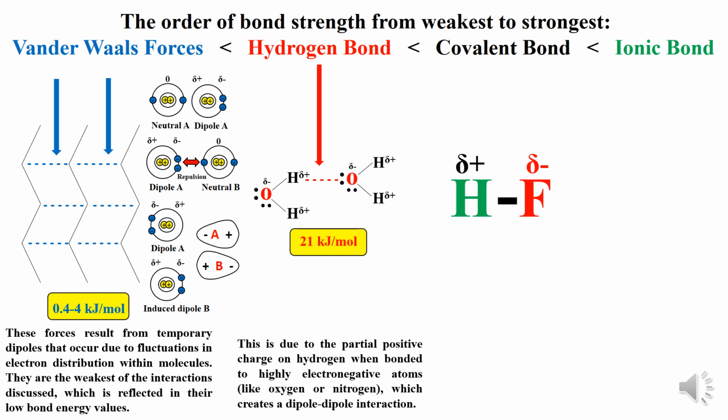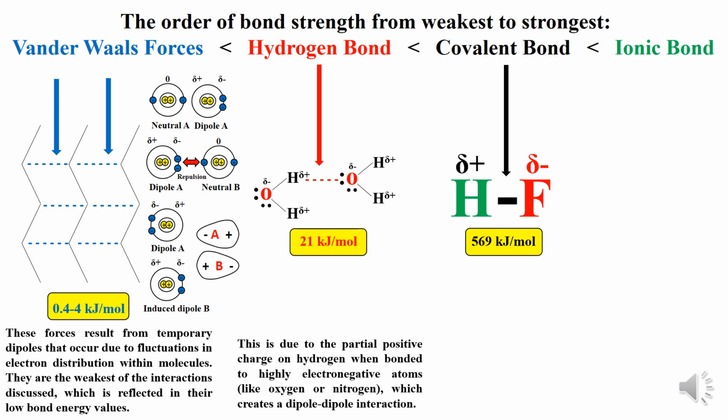In case of polar molecule like hydrogen fluoride, 569 kilojoules per mole of energy is required to break this polar covalent bond. And what is the reason for this polar covalent bond in case of polar molecule like hydrogen fluoride?